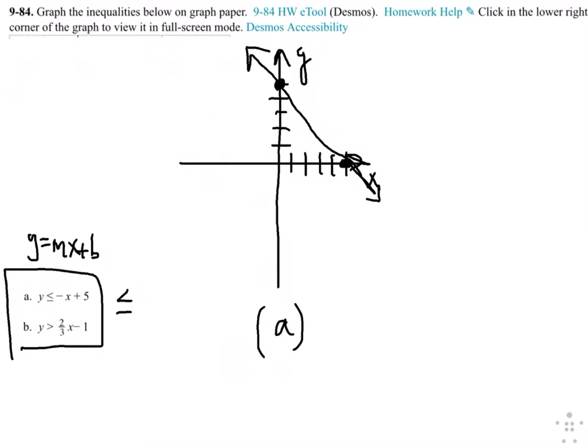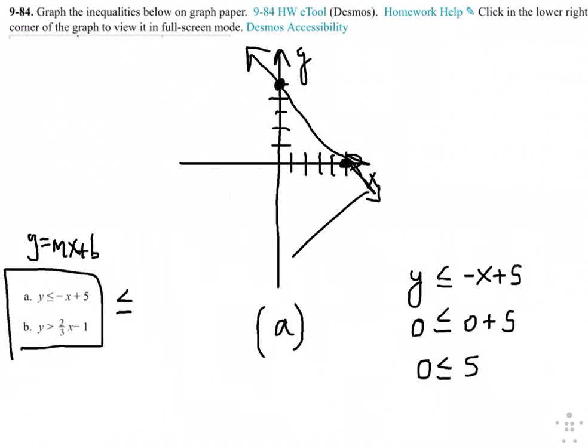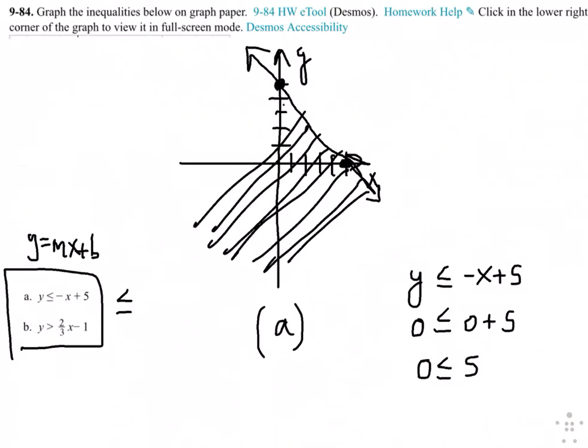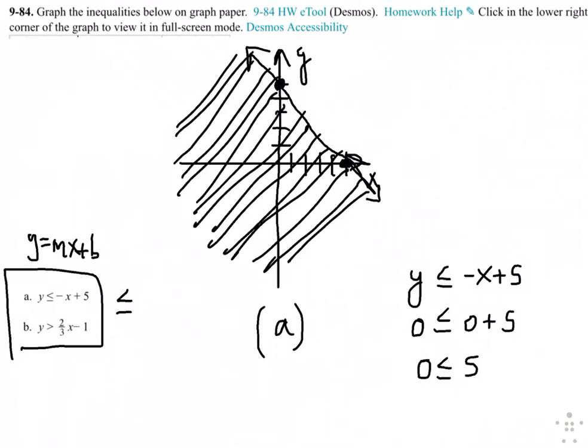And then we have to decide which side to shade, right? So I'm going to try a point. I'm going to try 0, 0 in there. So it was y is less than or equal to -x plus 5. I'm going to try 0, 0. 0 is less than or equal to 0 plus 5. 0 is less than or equal to 5. And that's true. That means the side with 0, 0 is part of the solution. So the graph would look like that.